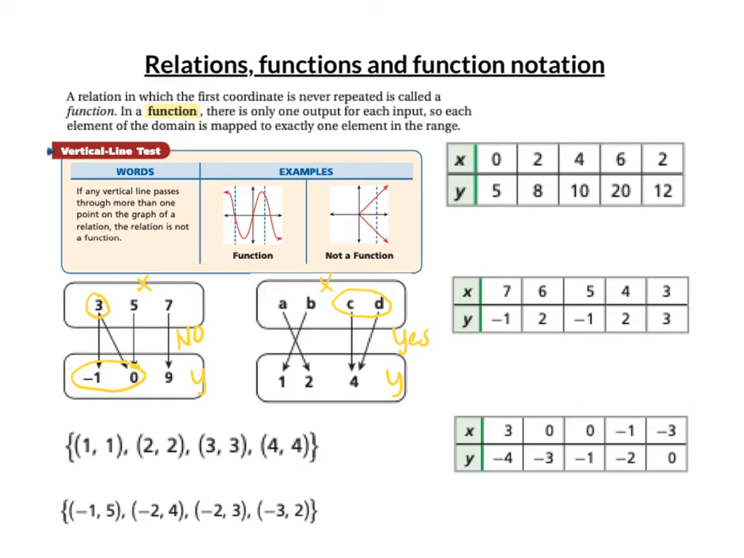Look at the two sets of ordered pairs. Every x has a single y. So this one is a function.